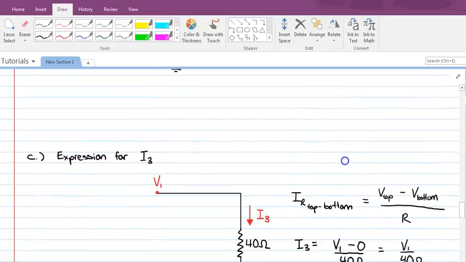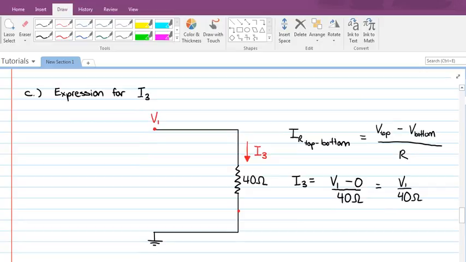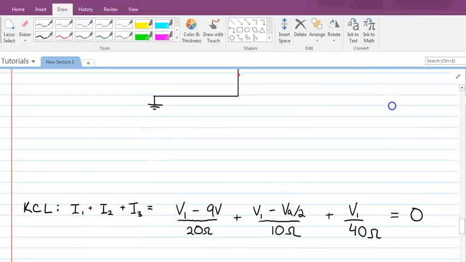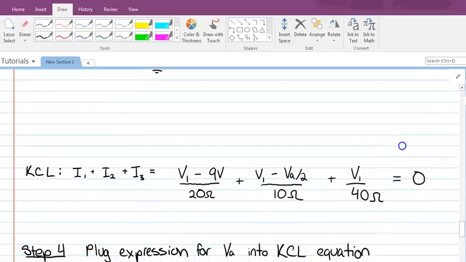Now that's going to be our expression for I2. And we're going to do a similar thing for I3. We've got a current going through this 40 ohm resistor going from top to bottom. So we've got the voltage at the top of the resistor of V1, and a voltage at the bottom of the resistor of 0 volts, because it's grounded. And I3 is going to be equal to V1 minus 0 divided by 40 ohms, which is V1 over 40 ohms. So now our KCL expression, which is I1 plus I2 plus I3 equals 0, gives us (V1 minus 9 volts) over 20 ohms plus (V1 minus VA over 2) divided by 10 ohms plus V1 over 40 ohms is equal to 0. So that's our KCL expression.